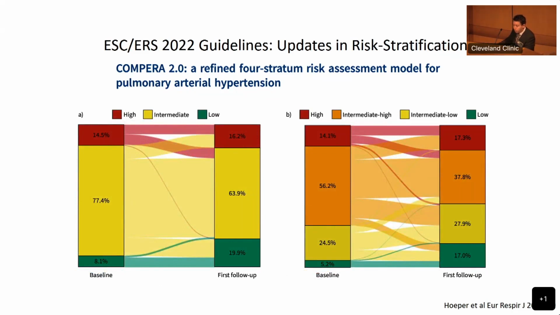On the left, you can see the baseline, and then it shows you the number of patients that actually changed risk strata at first follow-up. And again, proving that point, you could see with the 3-risk model that the majority of patients stayed intermediate. But with the 4-risk model, which is the Sankey diagram on the right, you could see a lot more diversification and better prognostication, or I should say better discrimination, when you divide these patients up into this 4-risk model.